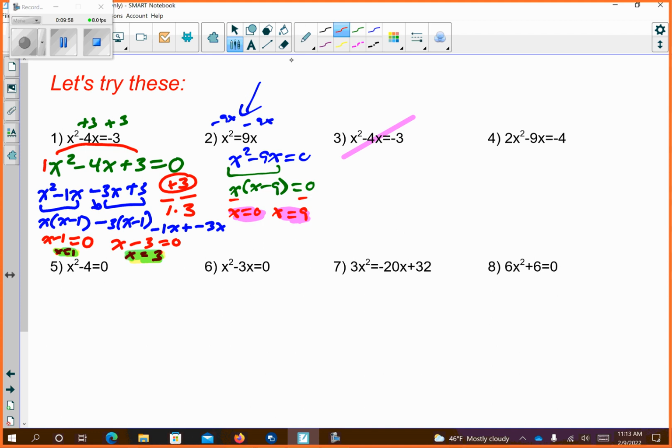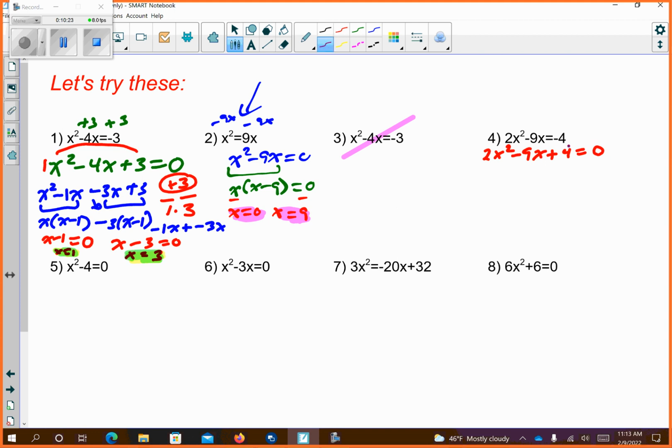Hey, problem number 4. We're good, as number 4 is not amongst the group. Is number 4 equal to 0? Oh, wait, no. How would I move that negative 4 over? Add 4. So I get 2x squared minus 9x plus 4 equals 0. Agree? Seem okay?